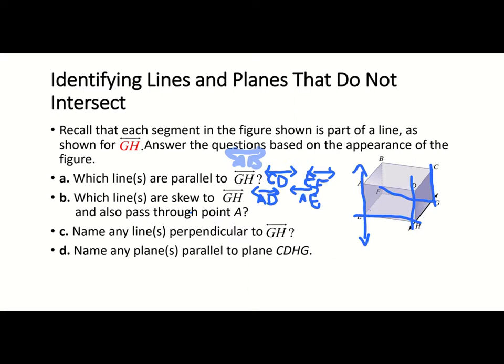And then the last thing we want to do is name any plane that is parallel to CDHG, and if we highlight CDHG, it's this plane right here. So parallel to that plane would be, we could say plane ABFE, and let's see here, any other planes? No, that would be it, just that plane right there, ABFE. Those are parallel planes.